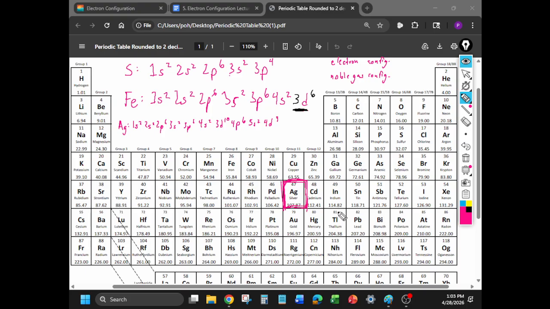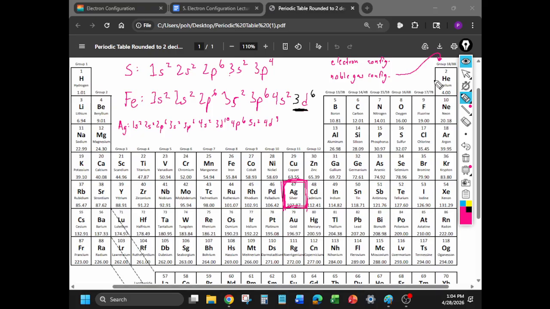Okay, so noble gas configuration. This is the one that I'm going to show you guys now. The noble gases are a type of element. They're found in this last column right here. They're called noble gases because they're inert. Basically, they are very happy on their own, and they don't like to interact with other elements. They don't like to react.